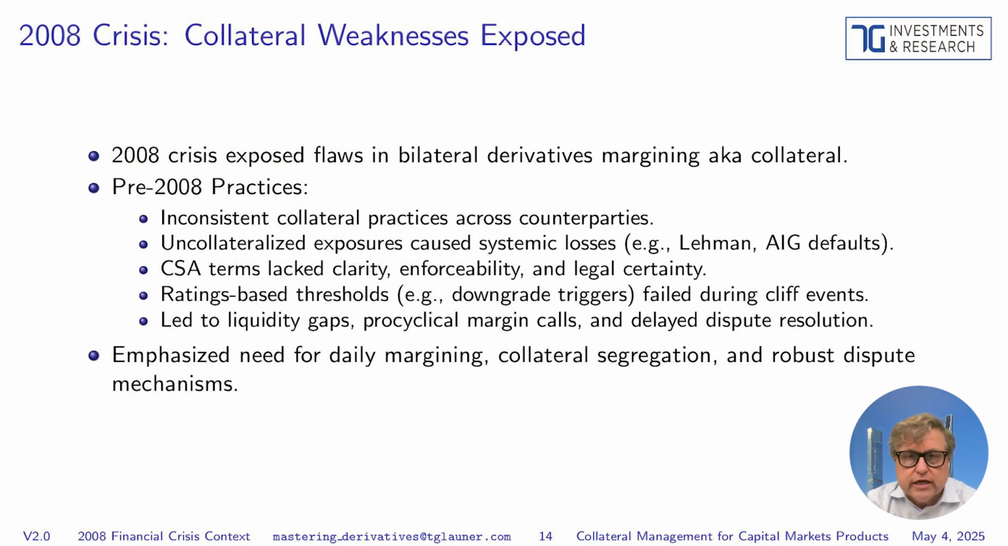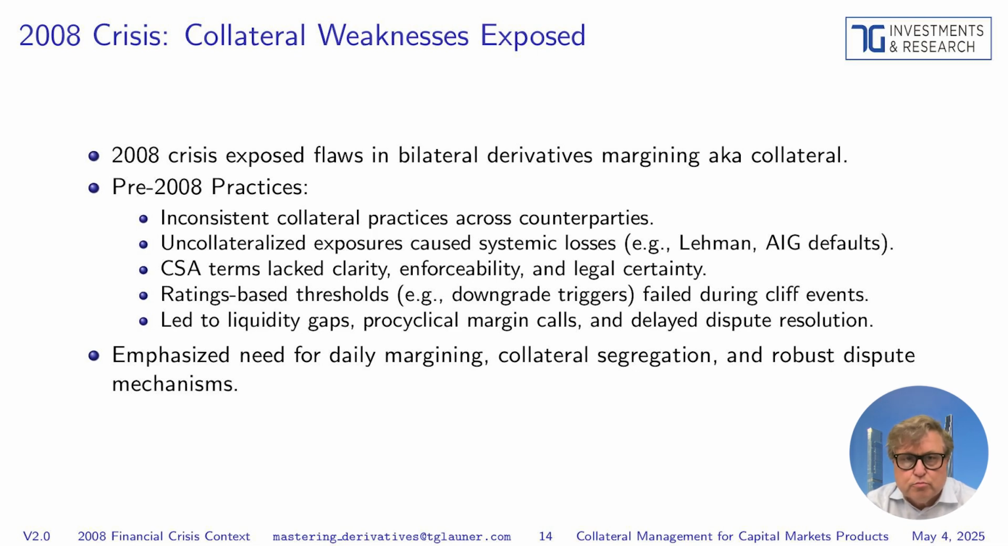The 2008 financial crisis was a pivotal moment that exposed significant flaws in the practices surrounding bilateral derivatives margining, also known as collateral. Prior to this crisis, collateral practices varied widely among counterparties, leading to uncollateralized exposures that contributed to systemic losses, as seen in the defaults of Lehman Brothers and AIG.